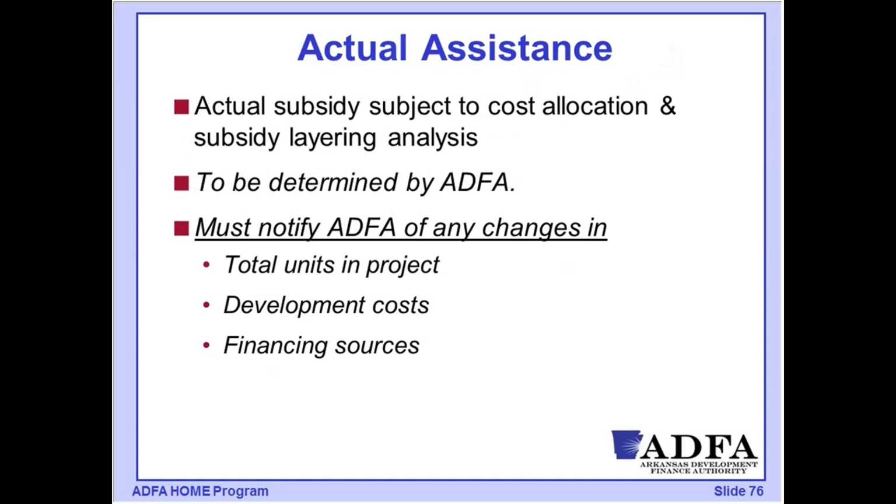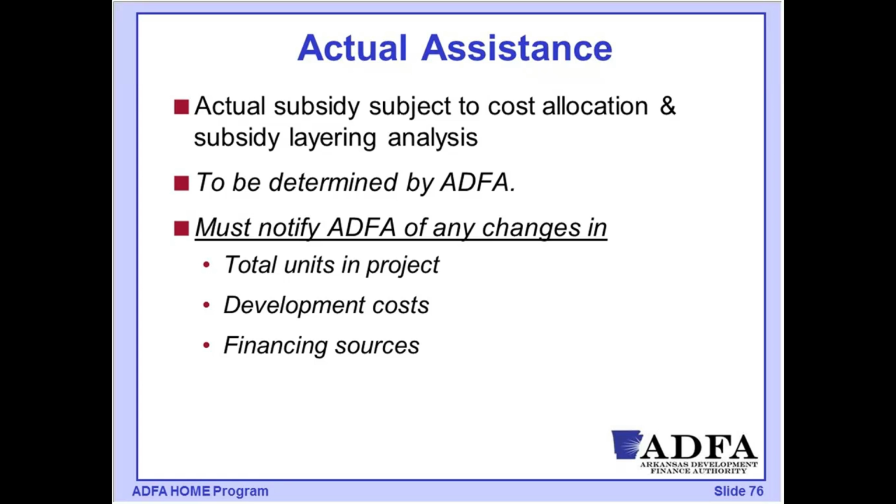Keep in mind that the actual subsidy that's being provided to each of the units is generally going to be subject to cost allocation and subsidy layering analysis. Those functions are going to be handled by ADFA themselves rather than being a responsibility of you to undertake. They probably will be less part of a homeowner rehabilitation project than cost allocation and subsidy layering might be for some of the other projects.